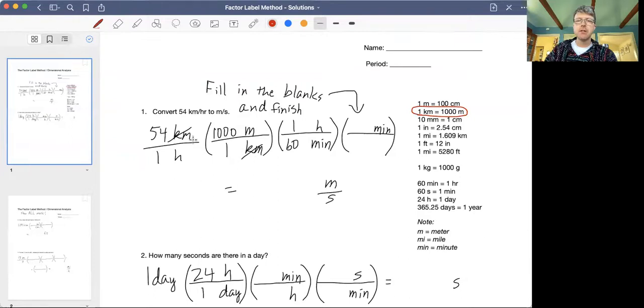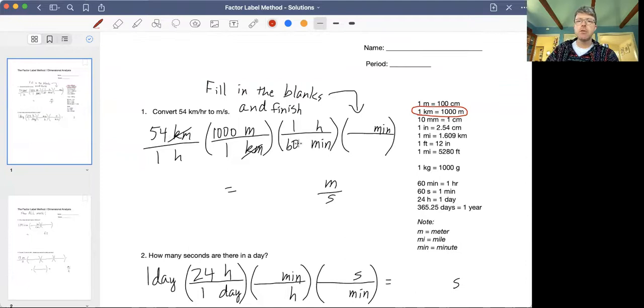Okay, so then we have 1,000 meters on the top, 1 kilometer on the bottom. Those cancel out. Now, once we do the multiplication, we will have converted to meters per hour. Okay, so we got the meters part done. Now we need to change the hours into seconds.